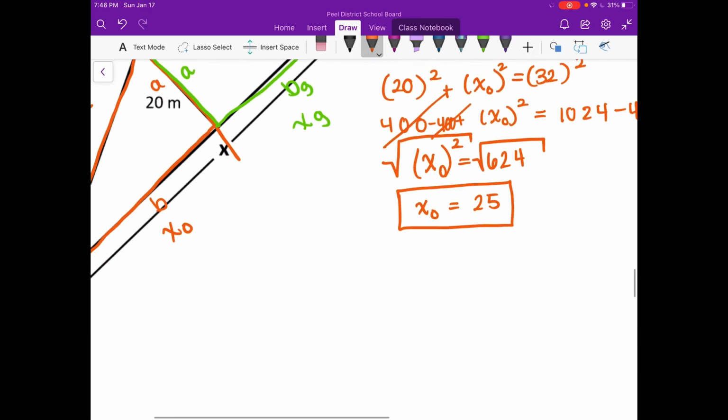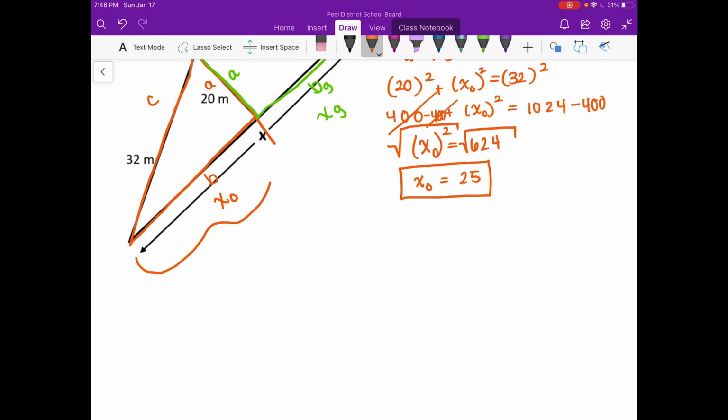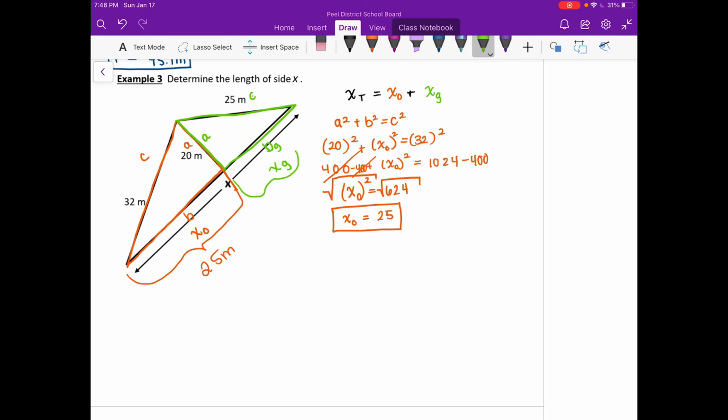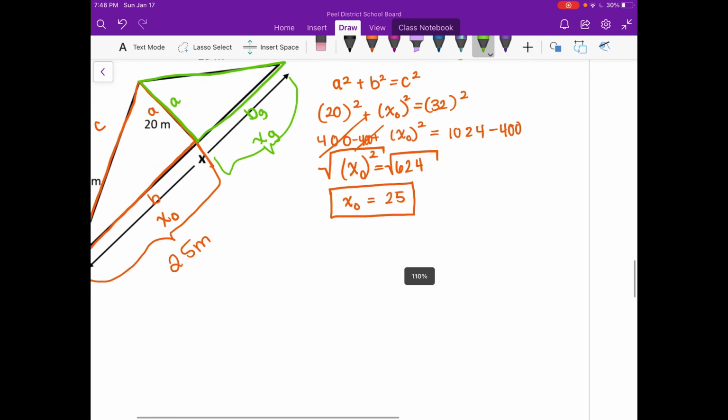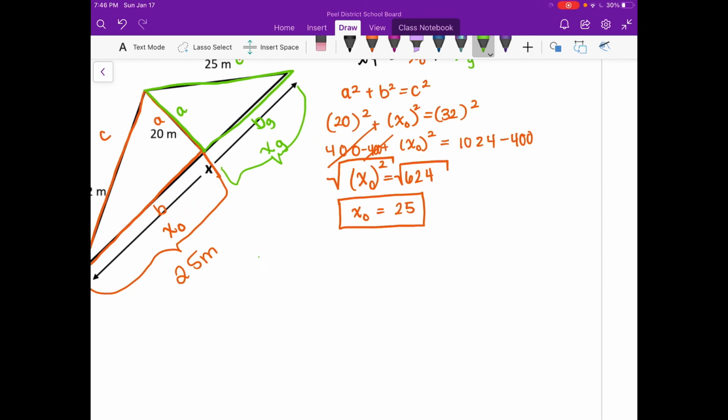So that means from here to here, I'm just going to make that a little bit nicer. From here to here, it is 25 meters. I want to find out what it is from here to here, and I can find that by using the 25 and the 20 from the green triangle. So I'm just going to draw in my triangle separately here so that you can see where I'm getting these numbers from. 20, and then I have the 25 up here, and I'm looking for what x green is.